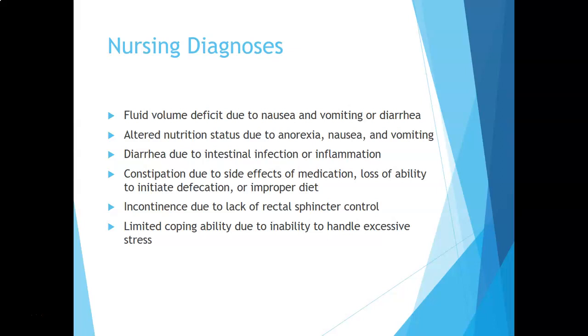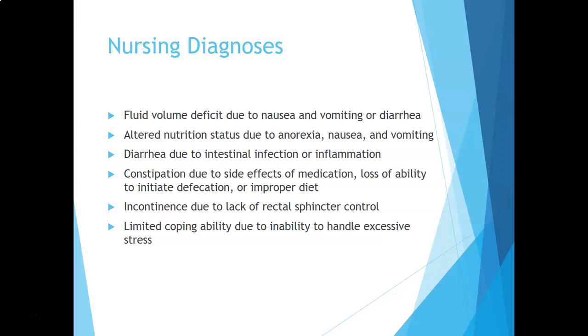So some that you might be thinking of as far as diagnoses might be these ones listed here. Of course, there are probably 1,000 other ones. But fluid volume deficit due to nausea and vomiting or diarrhea, altered nutrition due to anorexia, nausea and vomiting, diarrhea due to intestinal infection or inflammation, constipation due to side effects of medication, a loss of ability to initiate defecation or an improper diet, incontinence, fecal incontinence due to lack of rectal sphincter control, and limited coping ability due to inability to handle excessive stress.